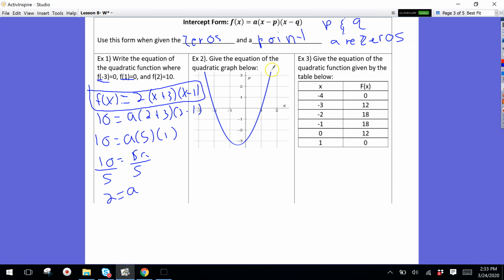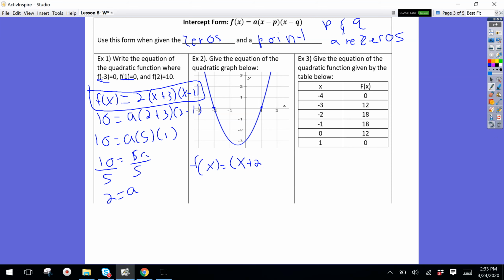So here, we're given the same information. Notice that the vertex is hard to tell, so I can't use vertex form, but we're given our zeros, which are negative 2 and 1. So if I'm writing my equation, I'm going to have that f of x is equal to x minus negative 2, so plus 2.